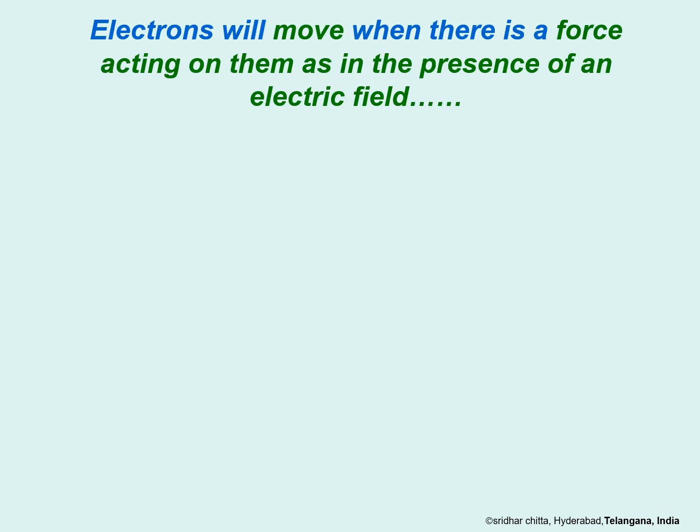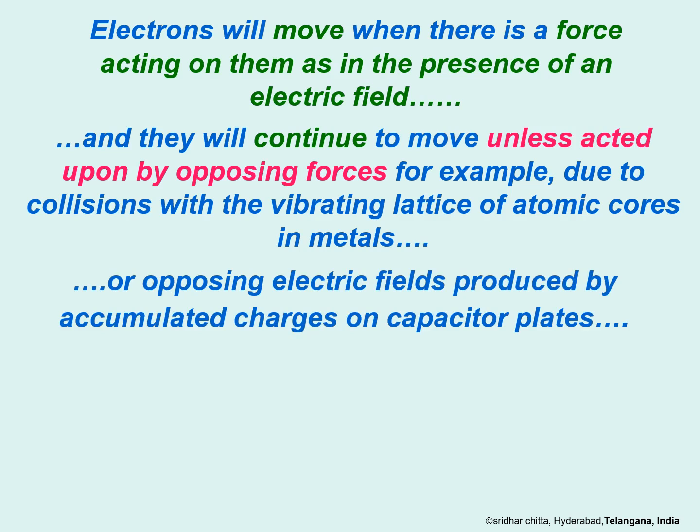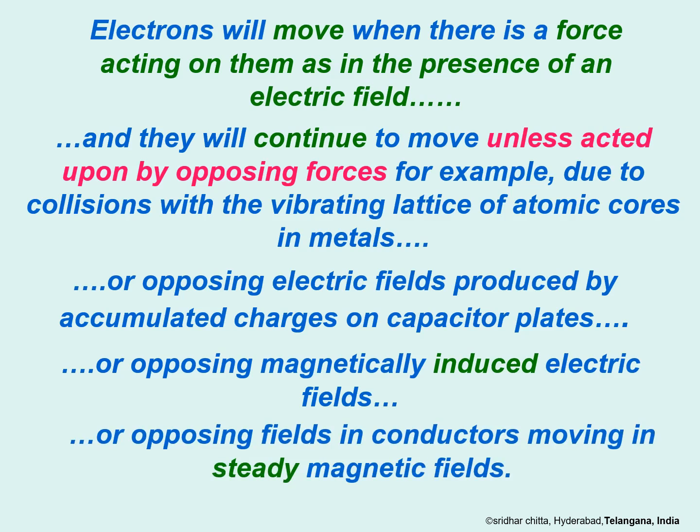Electrons will move when there is a force acting on them, as in the presence of an electric field, and they will continue to move unless acted upon by opposing forces, for example, due to collisions with the vibrating lattice of atomic cores in metals, or opposing electric fields produced by accumulated charges on capacitor plates, or opposing magnetically induced electric fields, or opposing fields in conductors moving in steady magnetic fields.